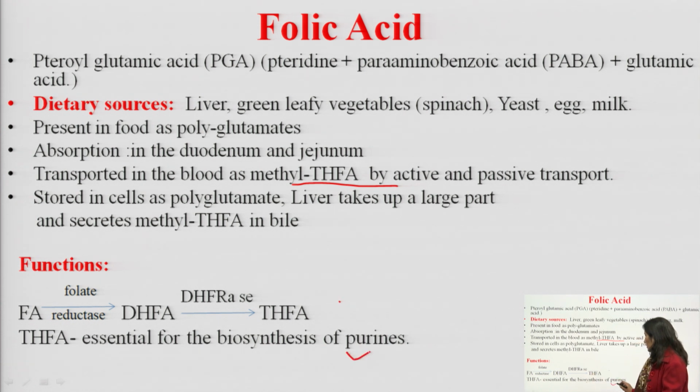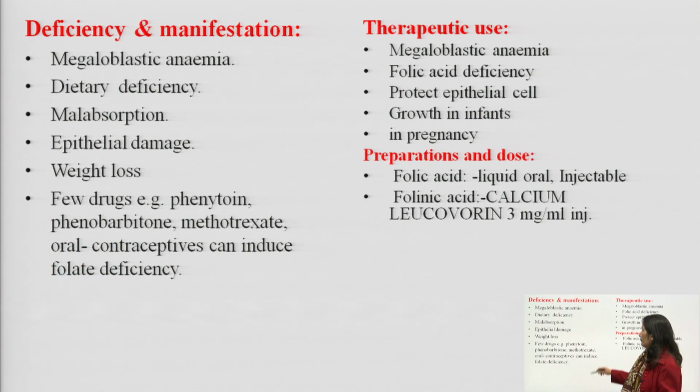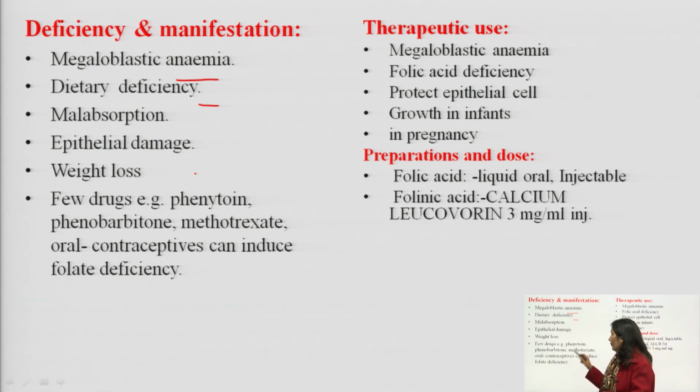Its function is the biosynthesis of purine. Folic acid, in the presence of folate reductase, is converted into dihydrofolic acid, and dihydrofolic acid is converted into tetrahydrofolic acid, which is required for DNA synthesis. Deficiency of folic acid leads to megaloblastic anemia. Deficiency can also occur because of dietary deficiency of folic acid, malabsorption, epithelial damage, weight loss, and some drugs like phenytoin, phenobarbital, methotrexate and oral contraceptives, which can also induce folate deficiency.